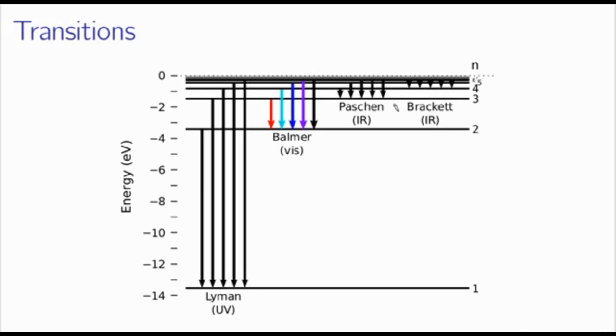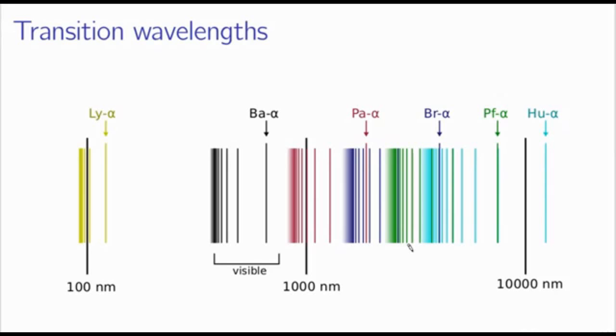So these transitions are the sorts of things that you would expect from the energy structure that we calculated as a result of the time-independent Schrodinger equation with a 1 over r potential. The transition wavelengths can be calculated pretty simply.